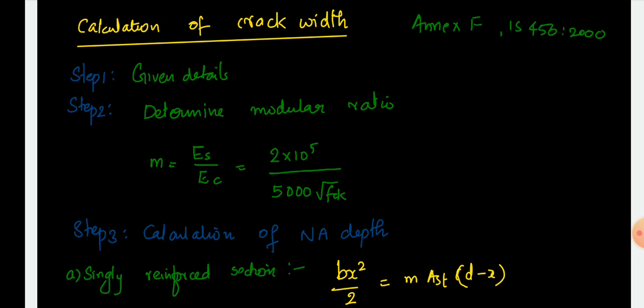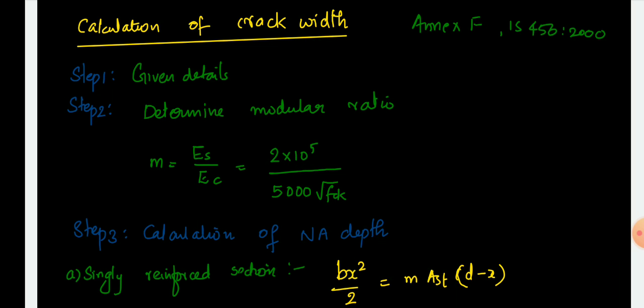Step 1, as usual, we have to state the given details. Step 2 is to determine the modular ratio m, given by Young's modulus of steel divided by Young's modulus of concrete. If it is not given, you have to take the Young's modulus of steel as 2 into 10 to the power 5 Newton per mm square, and usually Young's modulus of concrete you have to take as 5000 square root of fck, based on IS 456 2000.